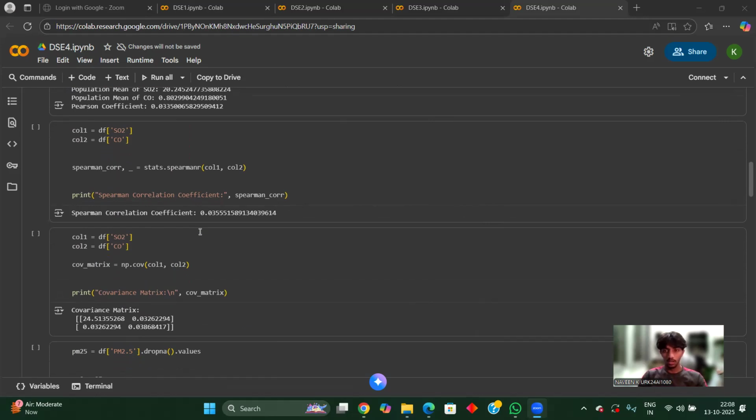The next one is Spearman correlation. Here we use Spearman correlation, which measures the monotonic relationship between SO2 and CO. Unlike Pearson's, Spearman correlation uses ranks, so it can capture nonlinear trends. We use stats.spearmanr on column 1 and column 2 and print the coefficient. This is particularly useful if the data is not normally distributed or contains outliers.